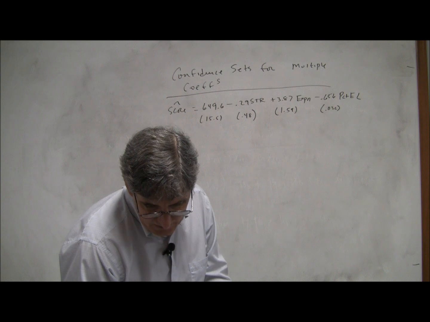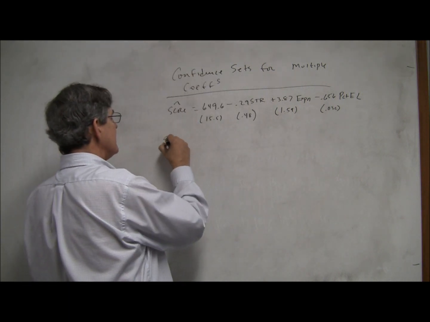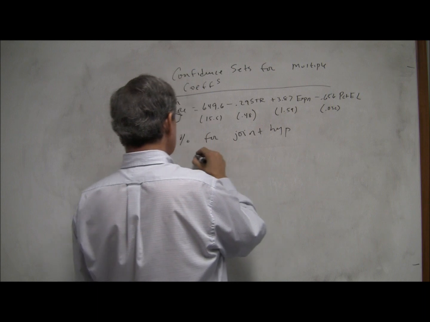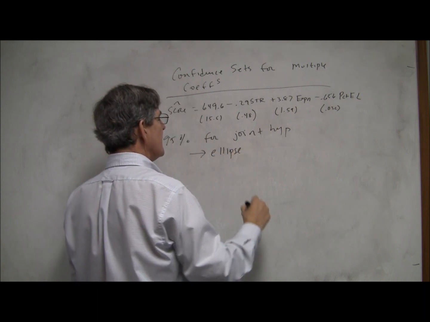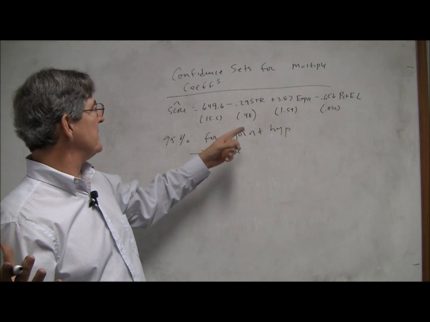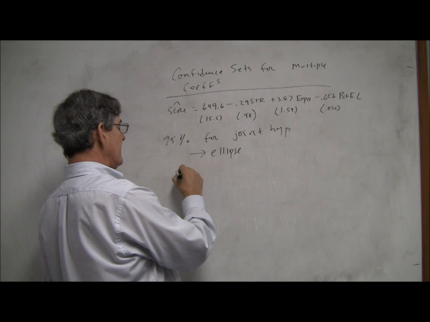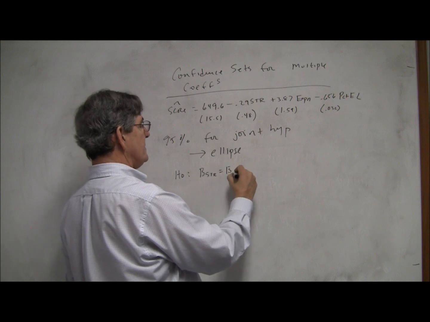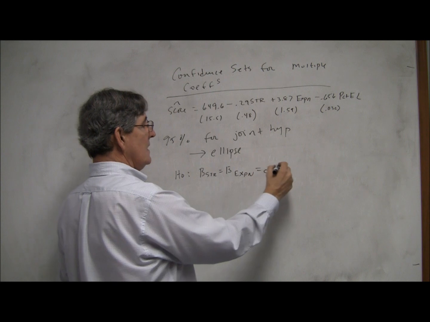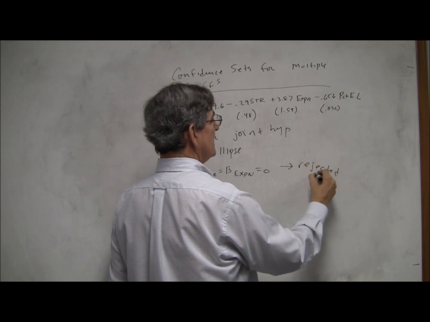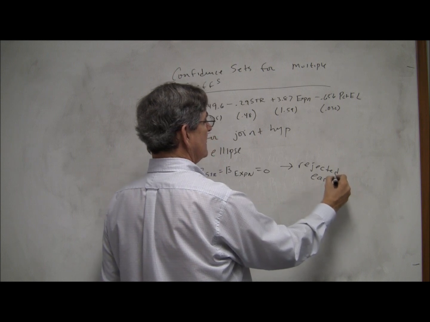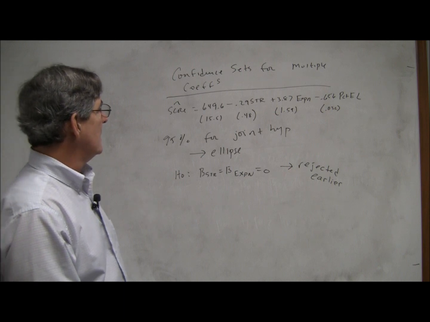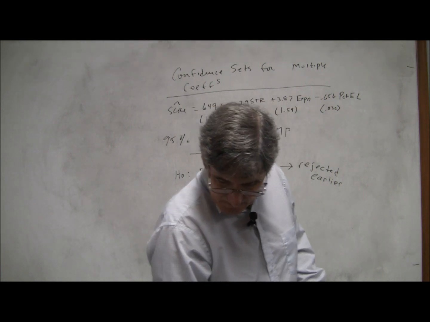Now what we want to do is, what's a 95% confidence interval look like for a joint hypothesis? And in general, it's an ellipse. Sometimes it's a multi-dimensional ellipse. I'll show you the case for the null that beta STR equals beta expenditures equals 0. That's what we tested. We rejected this earlier. So what does a confidence interval in this case look like?